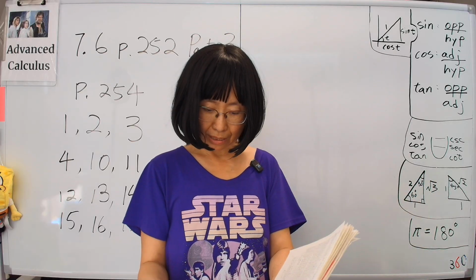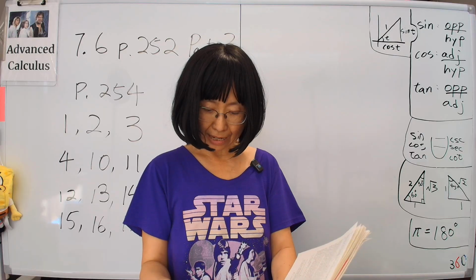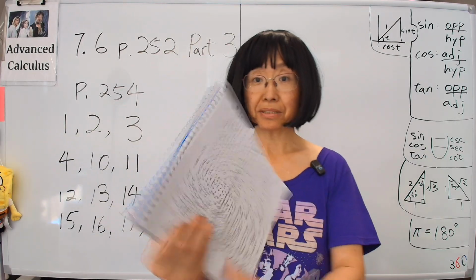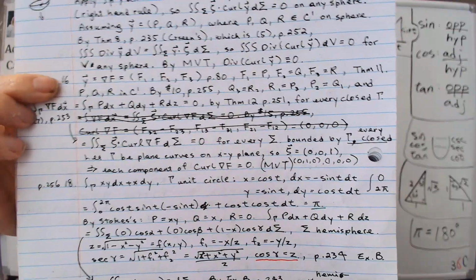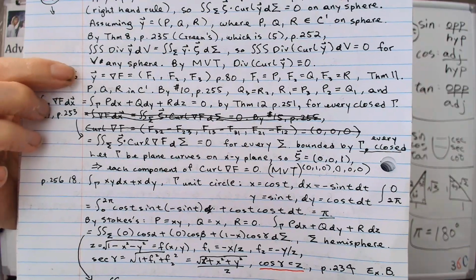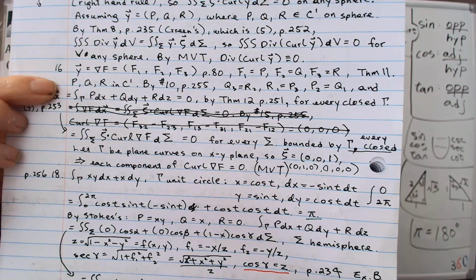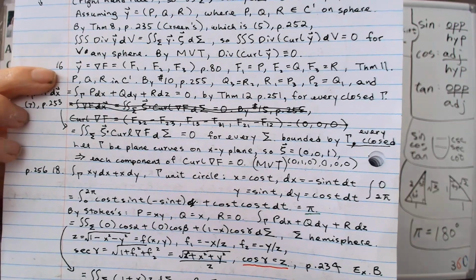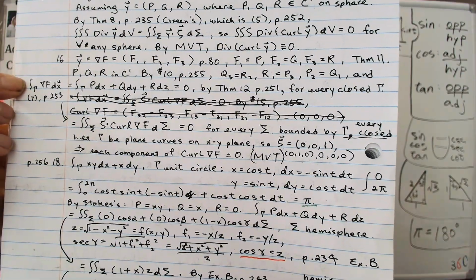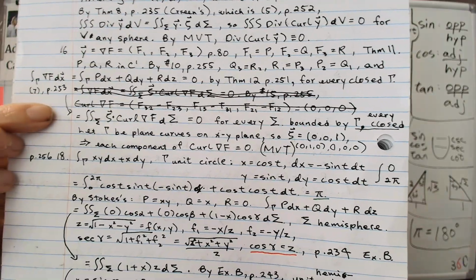So problem 16 is about showing that the integral is zero, where curl grad f is identically 0. I have some of the stuff written here. If y is grad f, then we have the various requirements, where Q3 equals R2, etc. So then the integral is equal to 0 for every closed gamma.